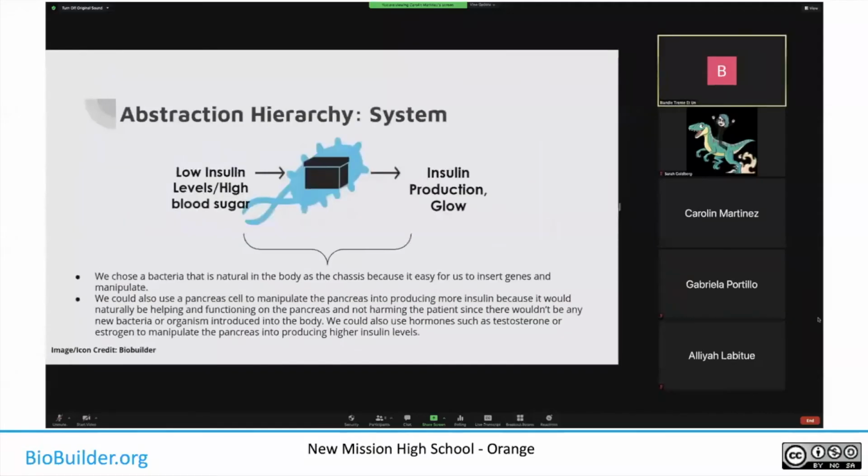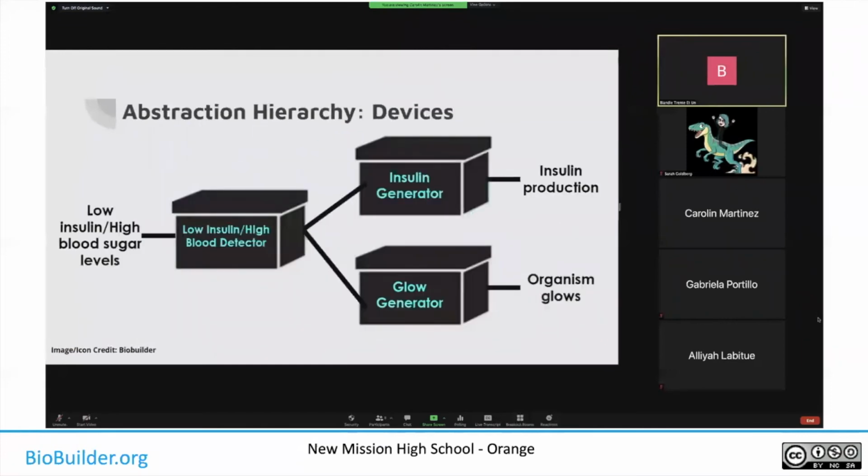So to break down how our bacteria would work, the main input would be a low insulin level or high blood sugar, and then the output would be the bacteria would produce insulin, and it would also glow to let us know that it's working. So further breakdown, technically we have 2 inputs, but our main input is a low insulin level. Then our first output would be the insulin production in the pancreas cell, and then the body itself, and then the organs will glow on top of that.